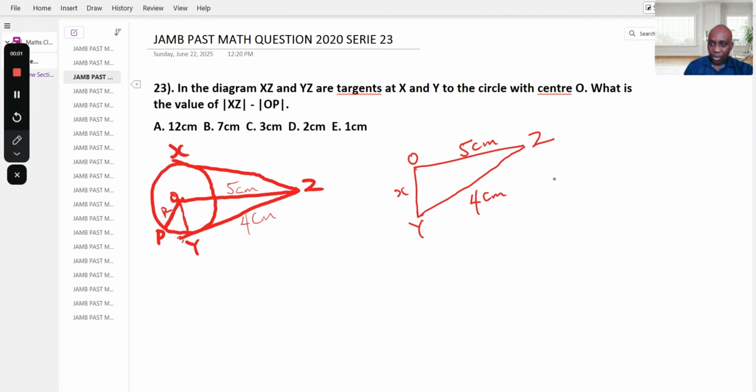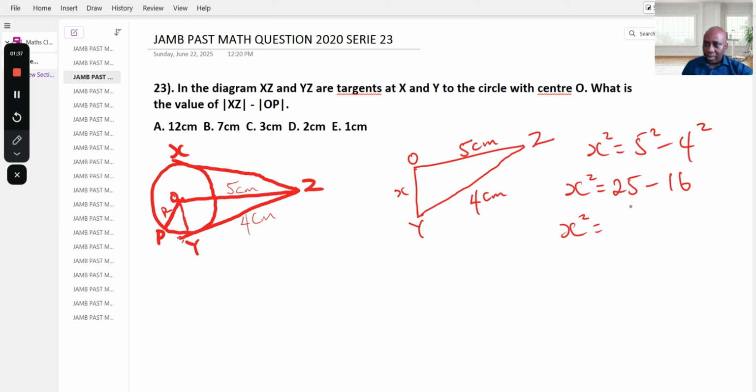Okay, let me call that one X. Now let's use Pythagoras theorem to look for this side. How are we going to use it? X raised to power 2 equals 5 raised to power 2 minus 4 raised to power 2. X squared equals 5 times 5, 25, minus 4 times 4, 16. 25 minus 16 gives us 9. Just put the square root on the 9. What is it going to give us? It's going to give us 3. It means that this side will be 3, isn't it? This side will be 3.